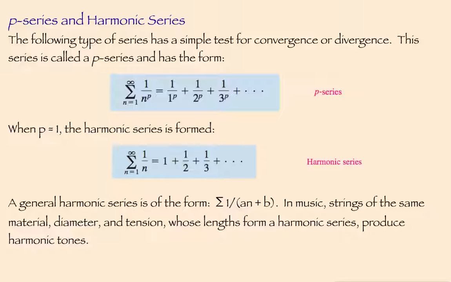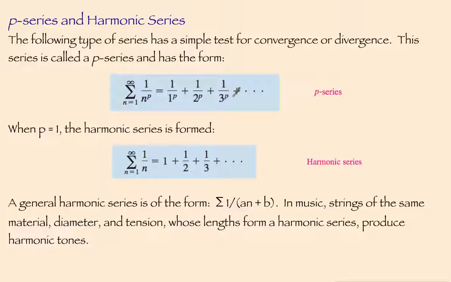Now we're going to move to the category of series called p-series. The following type of series has a simple test for convergence or divergence. This series is called a p-series and has this form: the sum from 1 to infinity of the general term 1 over n to the p. Notice that n is changing, and that is the base of the exponential function. So each term is 1 over 1 to the p, plus 1 over 2 to the p, plus 1 over 3 to the p.